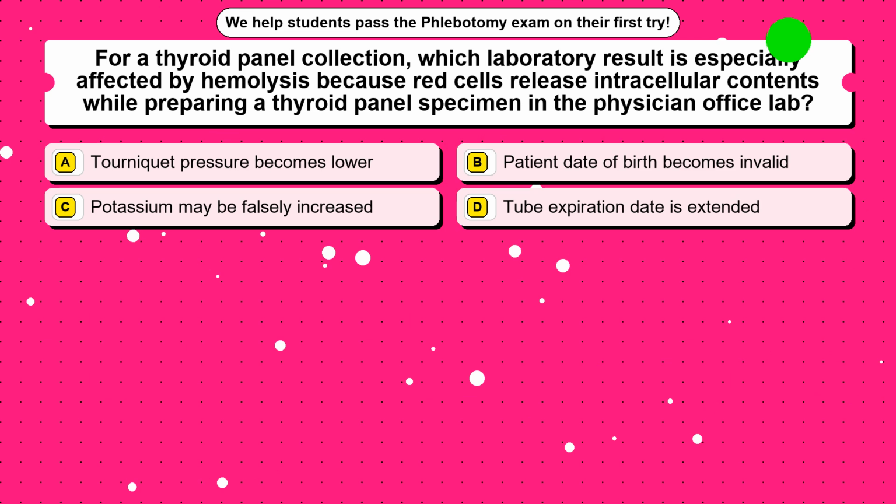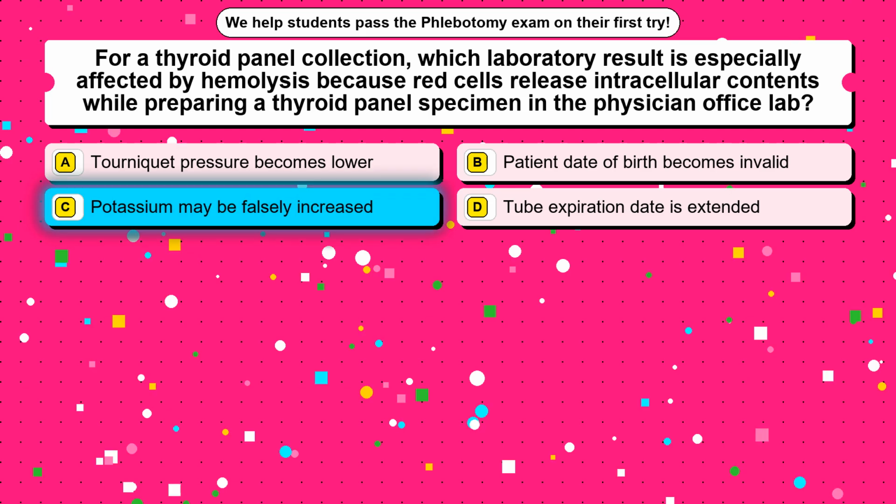Question 29. For a thyroid panel collection, which laboratory result is especially affected by hemolysis because red cells release intracellular contents while preparing a thyroid panel specimen in the physician office lab? Option A. Tourniquet pressure becomes lower. Option B. Patient date of birth becomes invalid. Option C. Potassium may be falsely increased. Option D. Tube expiration date is extended.